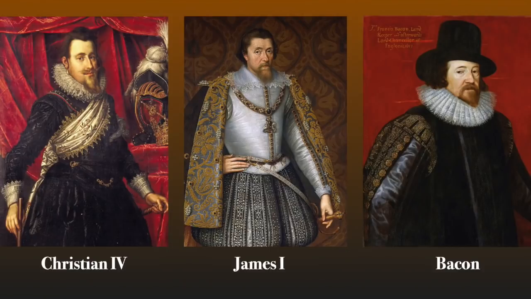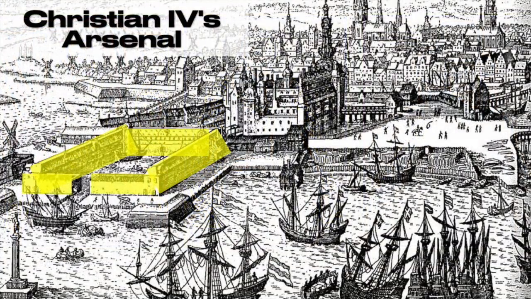Did Christian IV learn about star-shaped foundations from James Stuart and Francis Bacon? We can only speculate, but we do know that he did not use star fort geometry to build the fortifications of his arsenal in 1604, 2 years before his trip to England. The one bastion we see here looks to be at a 90-degree angle.